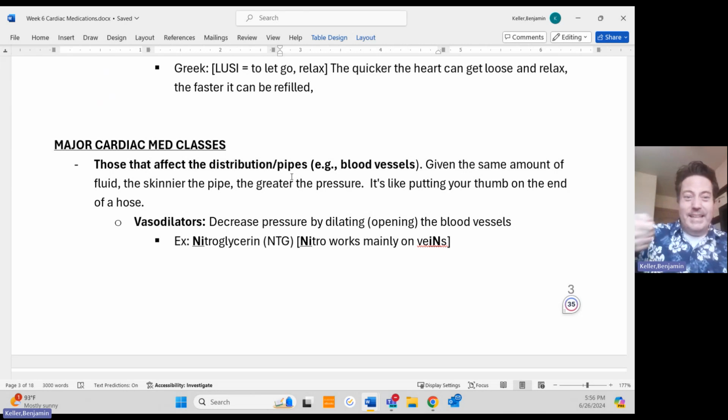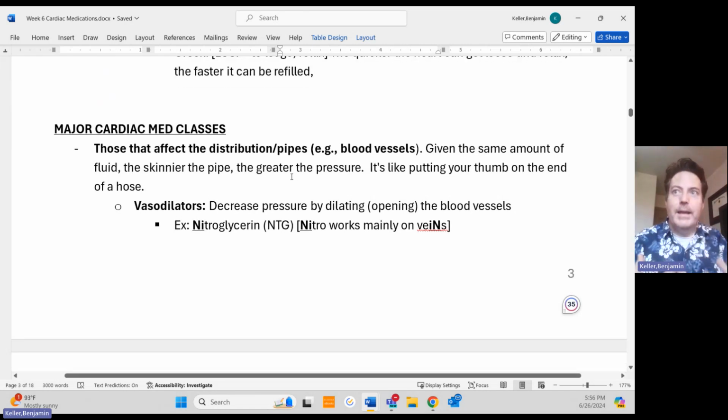When I'm watering my plants and I need to get that water further, I put my thumb on the end of the pipe and I'm squeezing and reducing the area that the water can come out, and I'm increasing the pressure, which causes it to shoot further, right? Same deal here. Or say you've got 100 gallons of water and you try to put it through a straw. Well, you might have higher pressure than if you put it through like a 4-inch pipe, right? The skinnier the pipe with the same amount of volume, the greater the pressure.